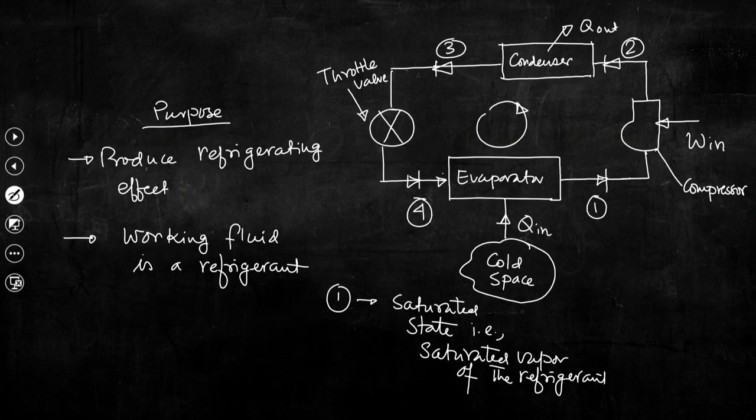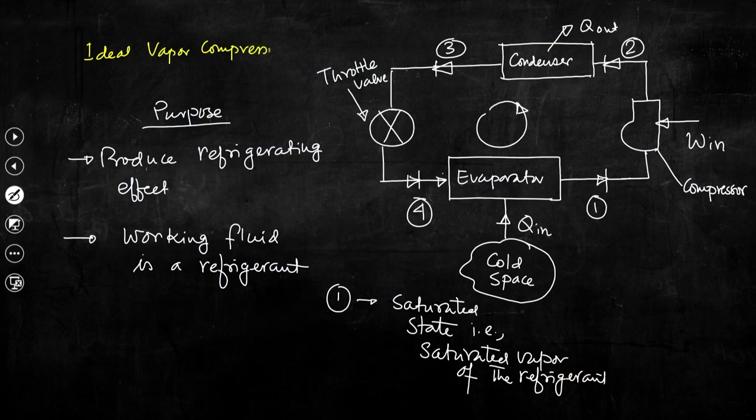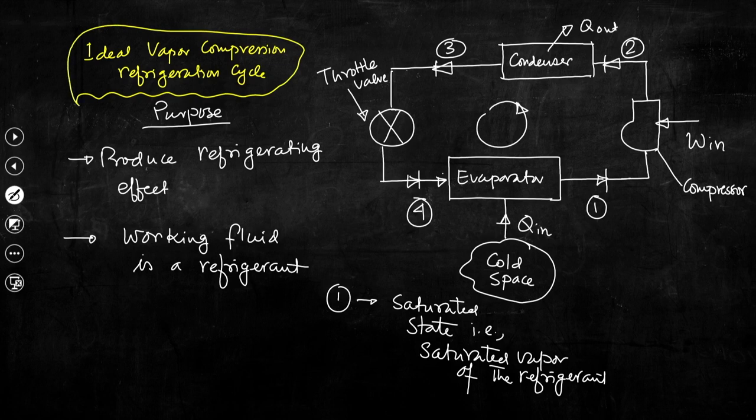I am writing: ideal vapor compression refrigeration cycle. Why? Because in a practical case it is very difficult to have a process which is reversible adiabatic, but here we are considering this particular assumption, and that is why we are writing this is the ideal vapor compression refrigeration cycle, because this is an idealized assumption. Not only here, we will also consider a few more assumptions to analyze this cycle, and that is why I said considering a few idealized assumptions.